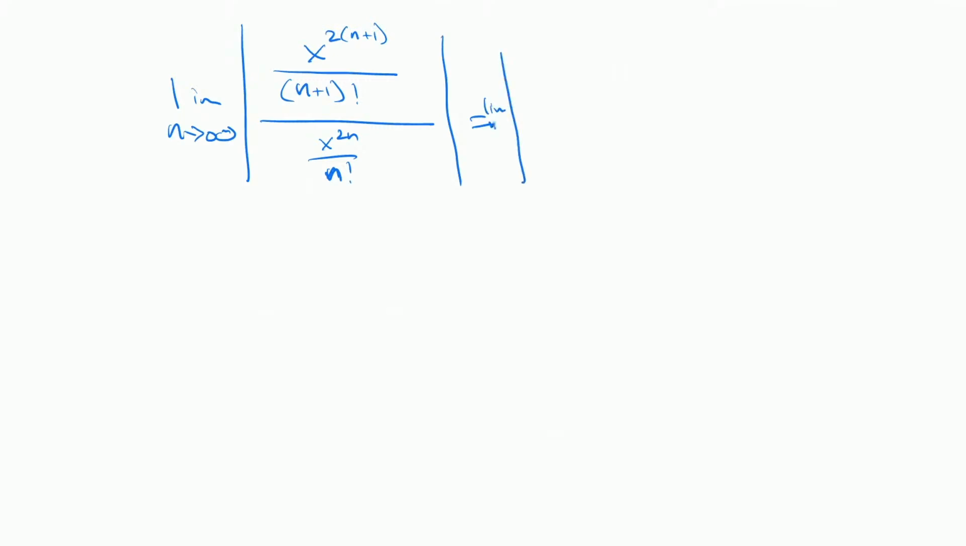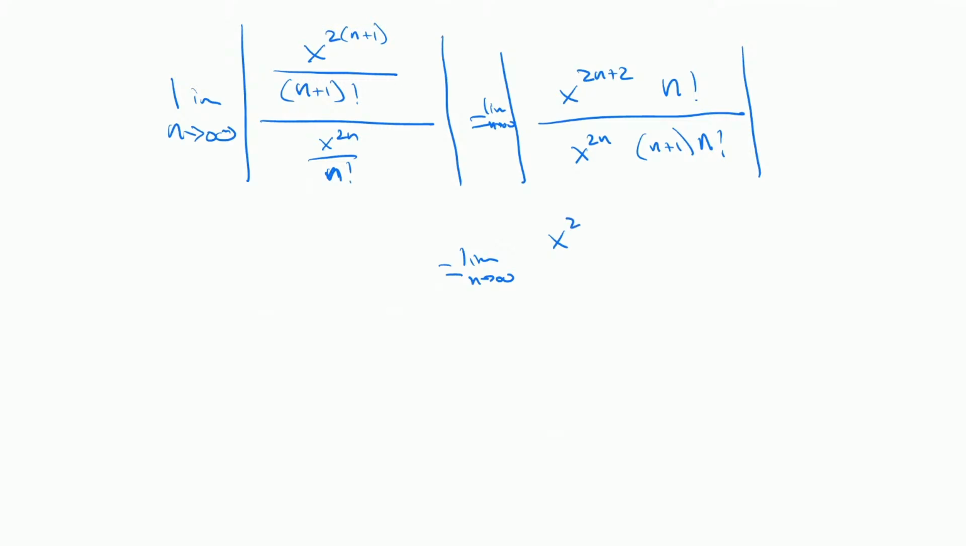Let's see, limit as n approaches infinity. So I'll write it out. First things first, n plus 1 factorial is n plus 1 times n factorial. Secondly, 2 times n plus 1 is 2n plus 2. Now hopefully you can do your own canceling. And this becomes x squared over n plus 1.